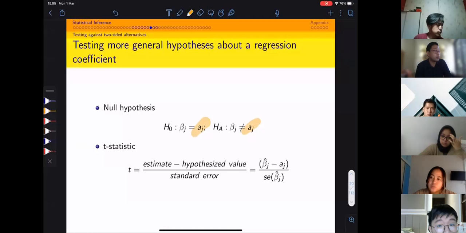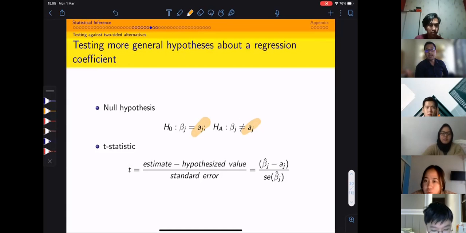Okay, so suppose that you're interested in a particular elasticity, and the theory says that the elasticity is equal to 1. So in that case, you want to test whether or not beta j is equal to 1. Or you want to test whether the elasticity is actually -1. And so the null hypothesis is that your beta j is equal to -1. So in this particular case, we can assume beta j is equal to some constant aj. It could be positive, it could be negative. It doesn't have to be 0.